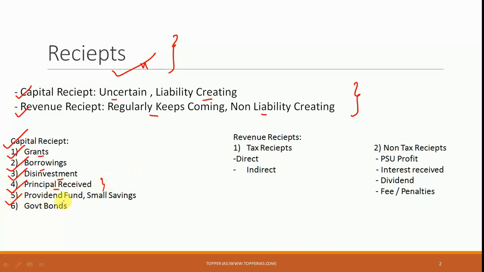Another thing is the provident fund and the small savings. This also is variable, and also the government bonds. The government may or may not release bonds in a particular year, making them uncertain.